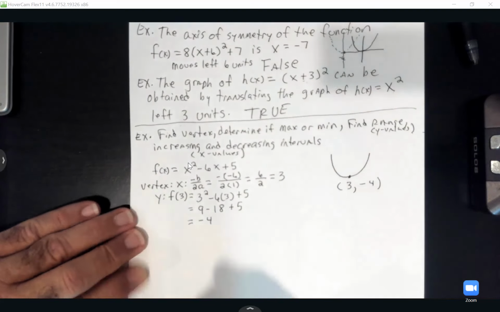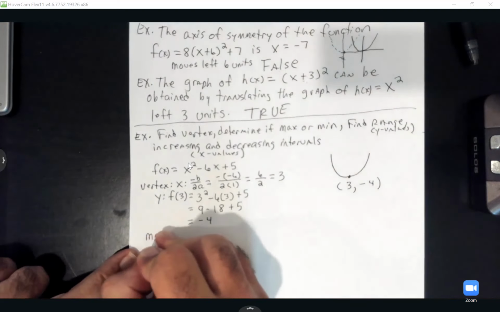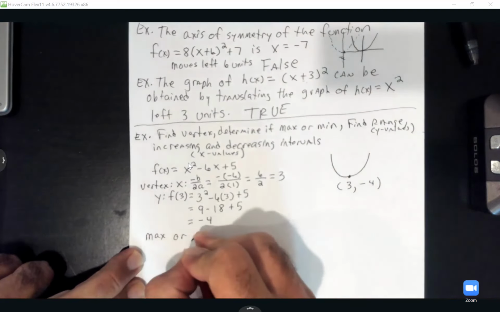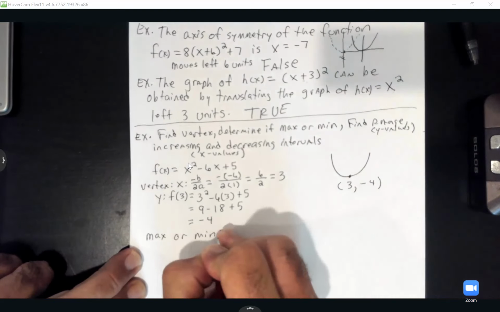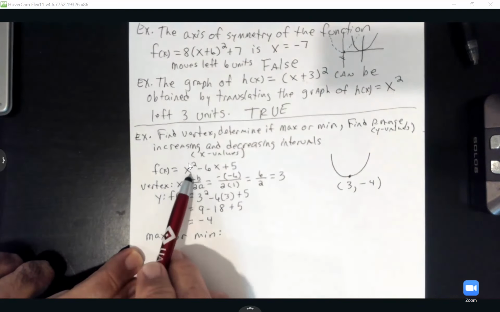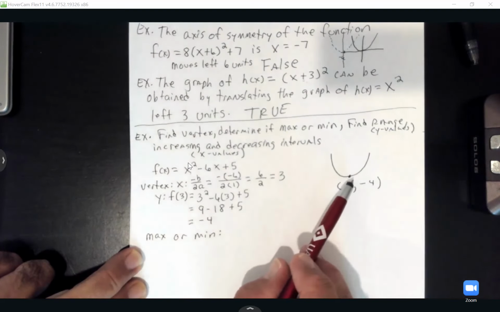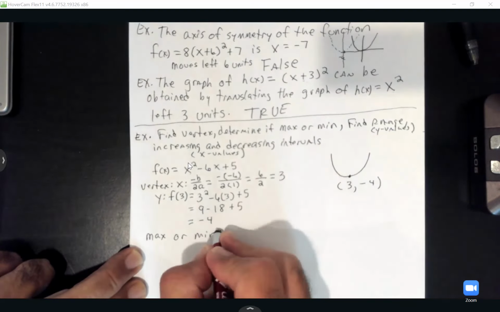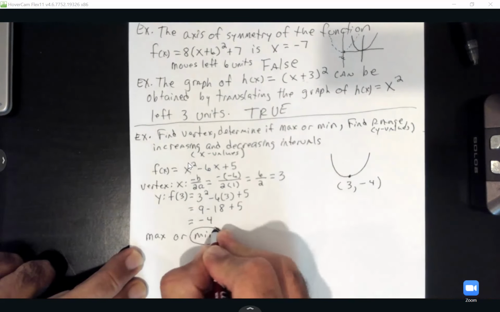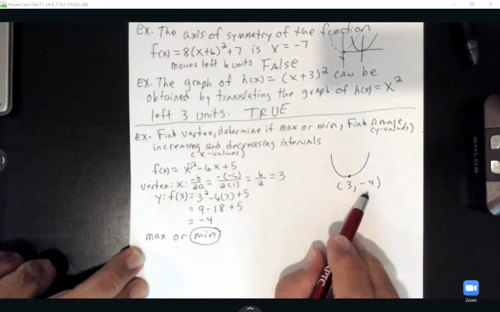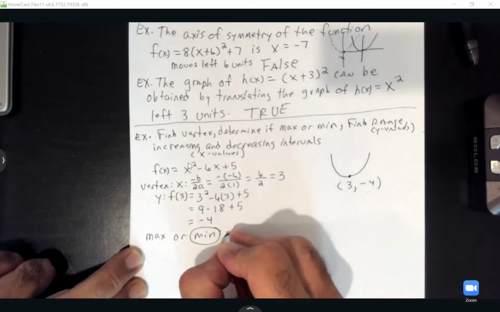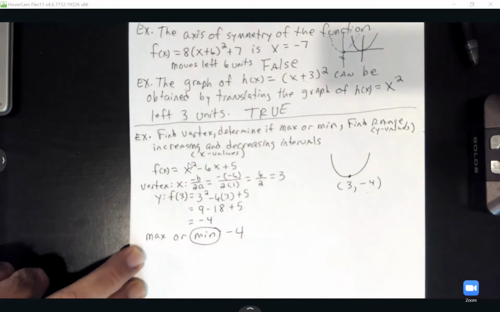All right, y'all, max or min? Well, since that was a positive x squared, I got a U-shaped graph. It has to be a minimum. And the minimum value is that y value of -4.